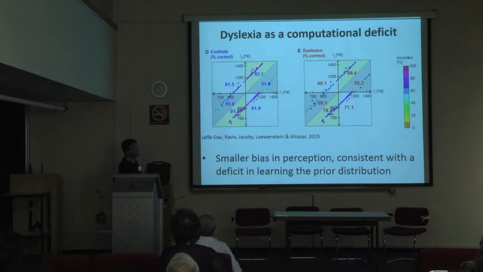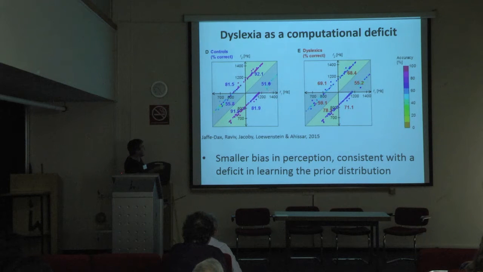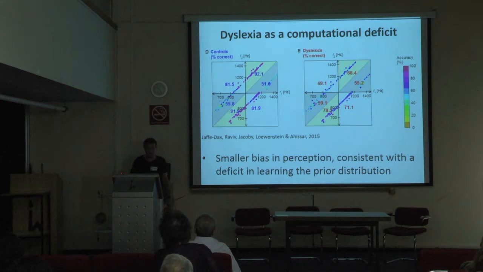When we go to dyslexics, we find that the effect, this bias, is much smaller. In fact, they do much worse in this region, in which the incorporation of expectations improves performance, and they do slightly better in this region, in which expectations hamper performance. So, consistent with this framework, we find that the results in these perceptual tasks are consistent with the idea that dyslexics have a problem in incorporating prior knowledge, and other experiments that I will not have time to tell you about tell us that this has to do with the formation of the prior distribution, or learning the statistical structure of the task.